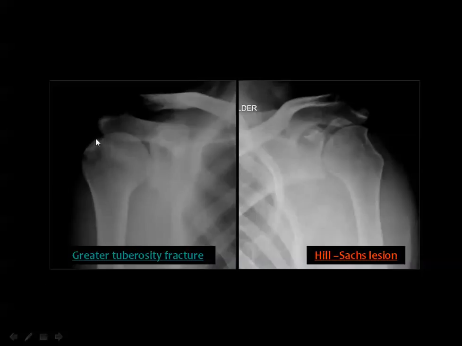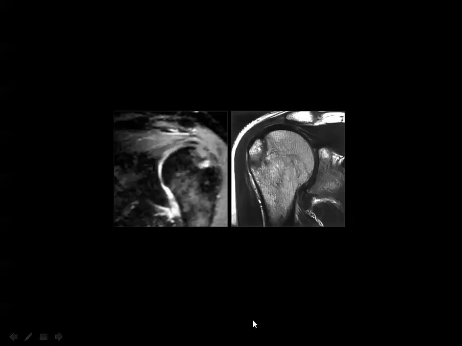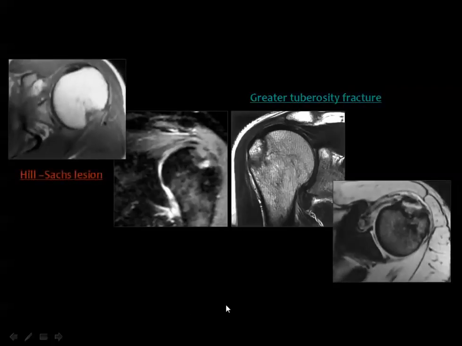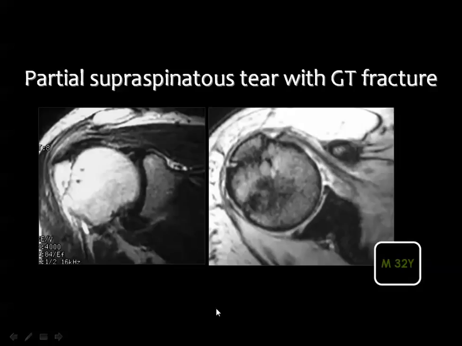And this is an example by plain X-ray of a fracture of the greater tuberosity, and here is the Hill-Sachs deformity in the superior lateral aspect of the humeral head. In the coronal images, there may be some overlap in the discrimination, but in the axial images, you know that the greater tuberosity is anteriorly located while the Hill-Sachs deformity is posteriorly located.